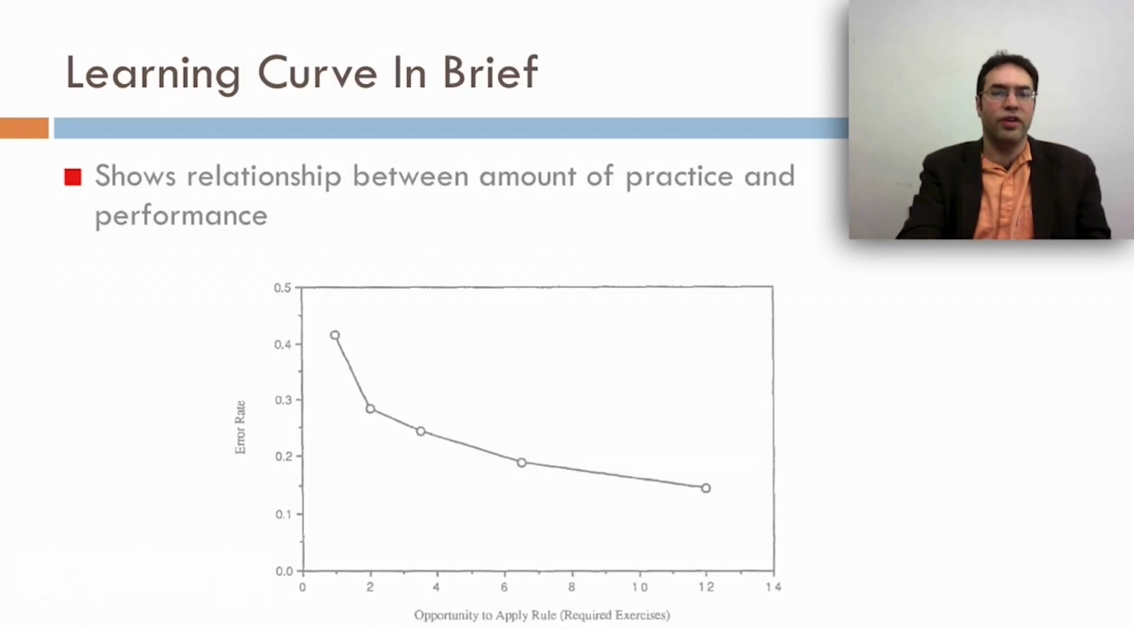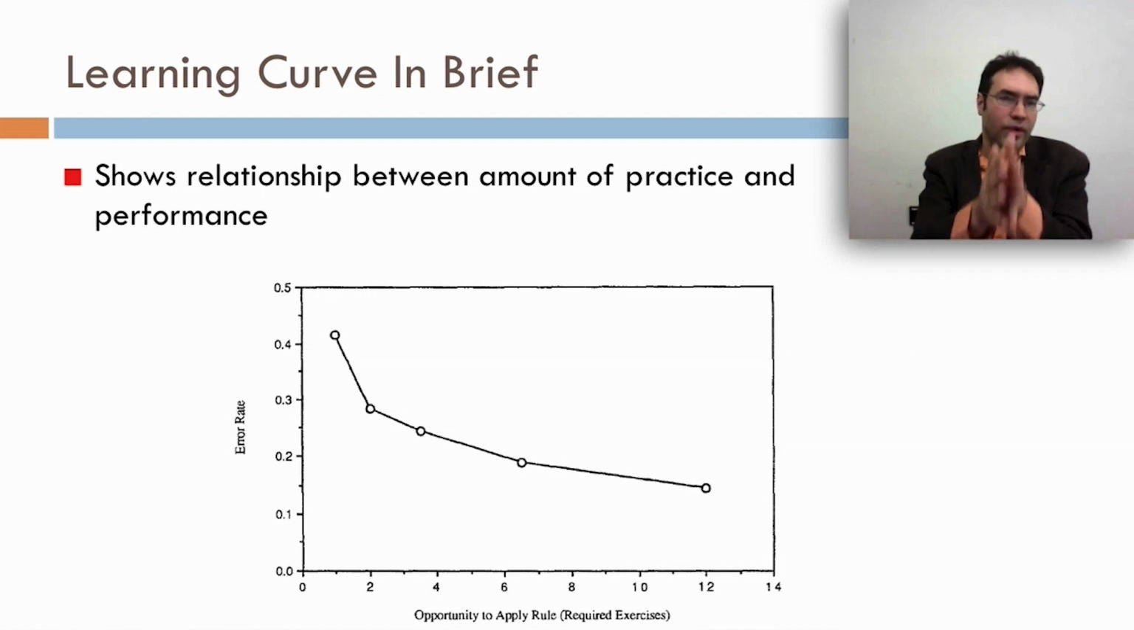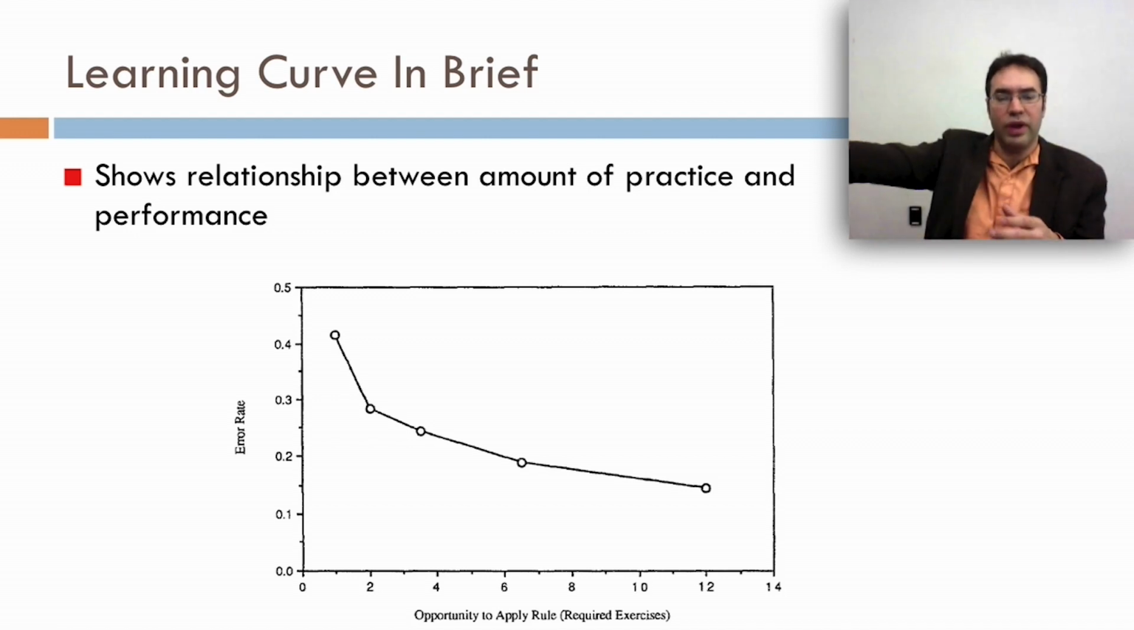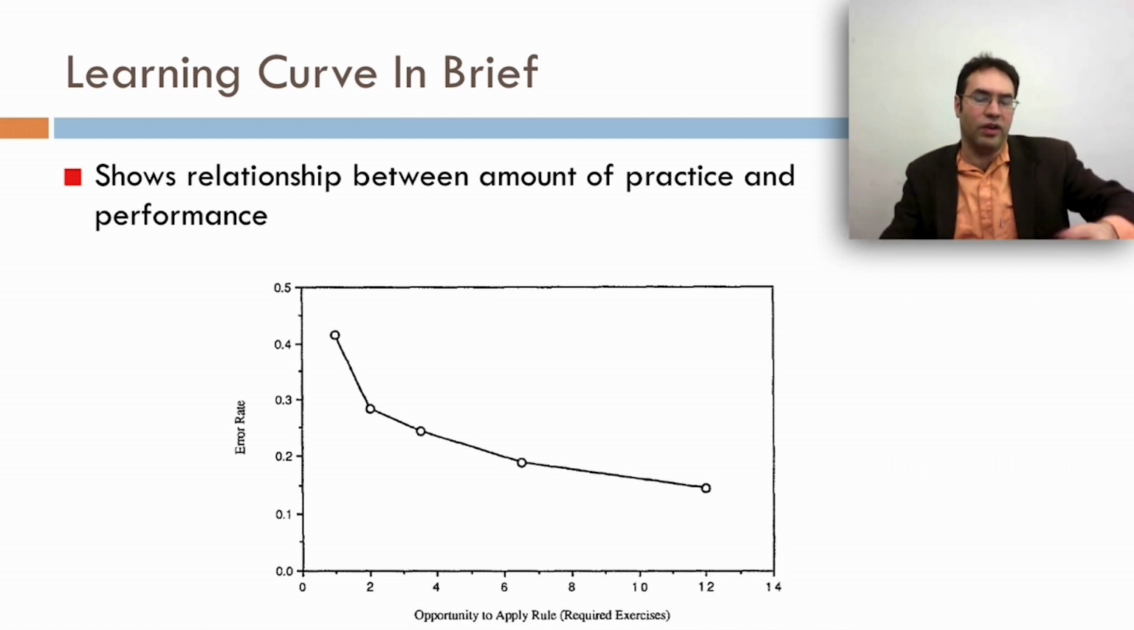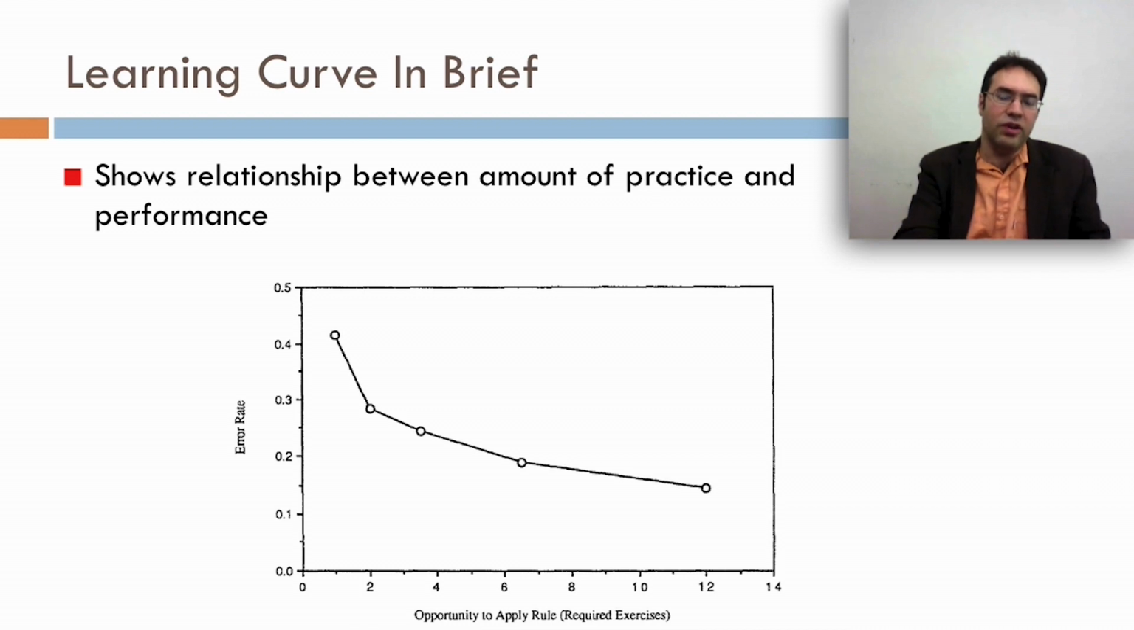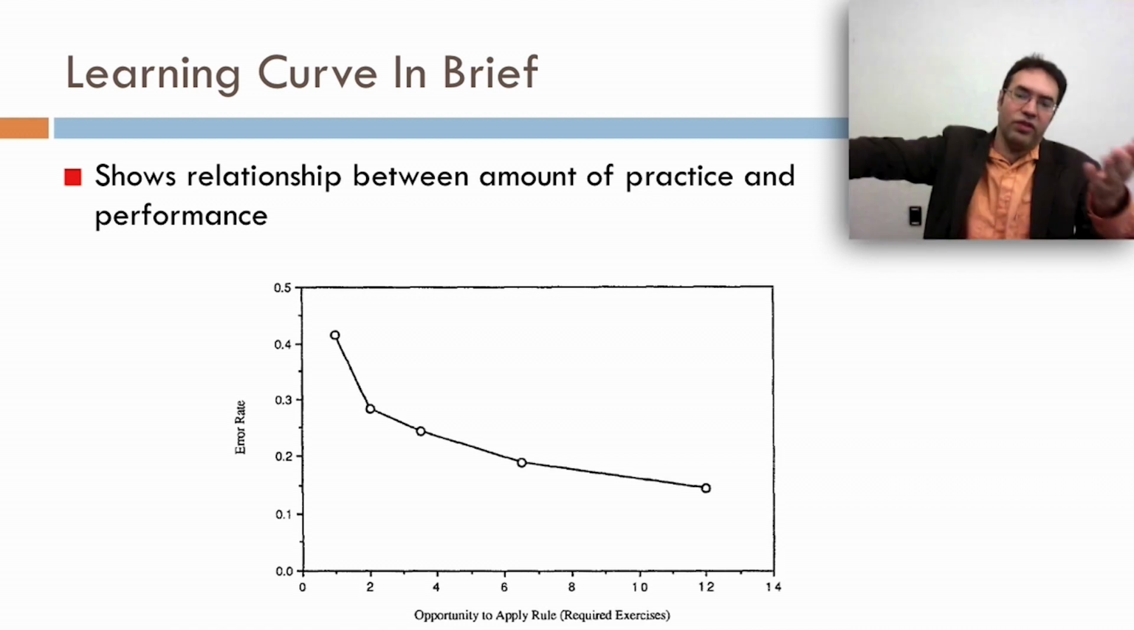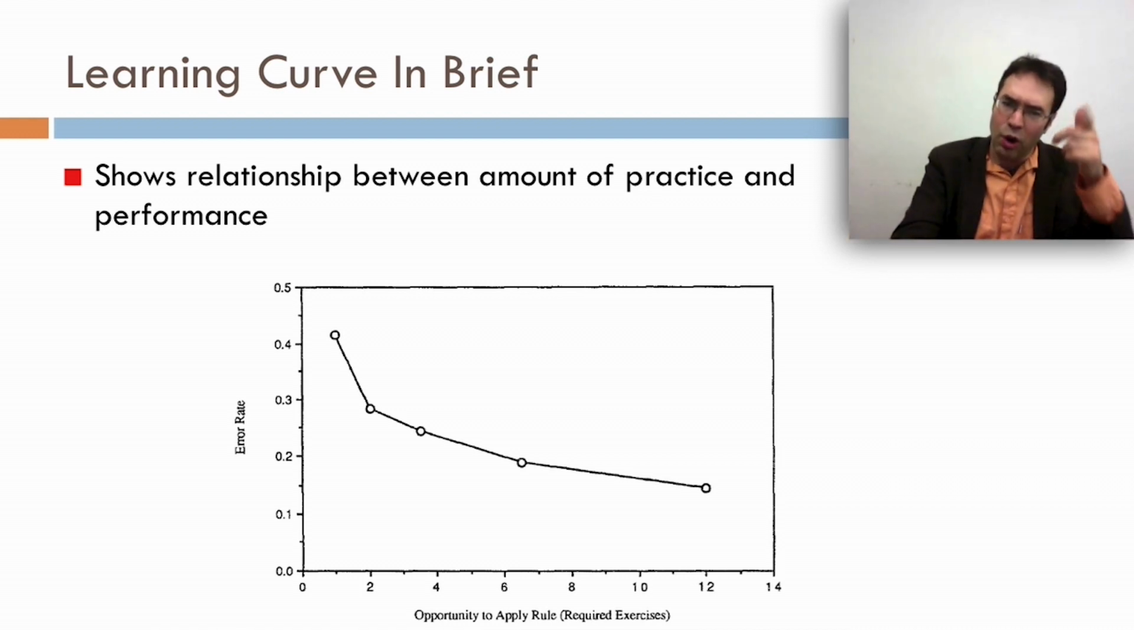The learning curve shows the relationship between the student's amount of practice, the number of opportunities the student had to demonstrate or to learn a skill, and their performance. So on the x-axis, we have how many opportunities the student has to learn the rule. On the y-axis, we have the error rates. Incidentally, this classic graph comes from Corbett and Anderson '95. And you can see that the error rate goes down as the student practices more, and you kind of hope that would be what happens.